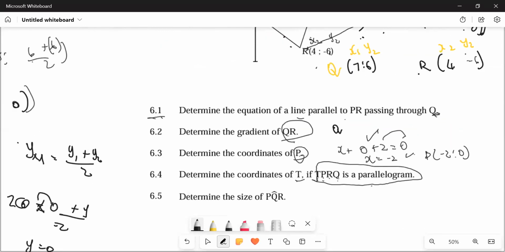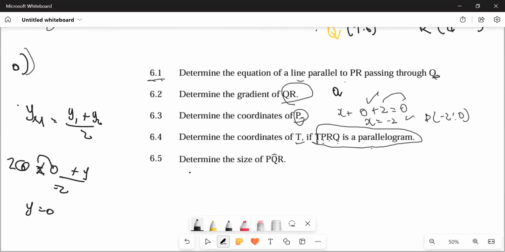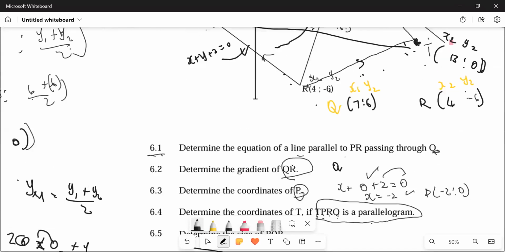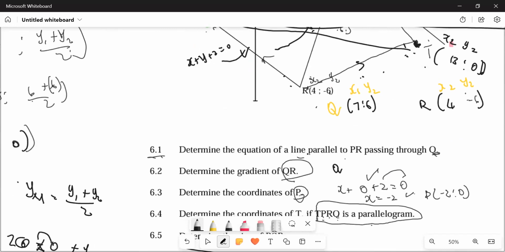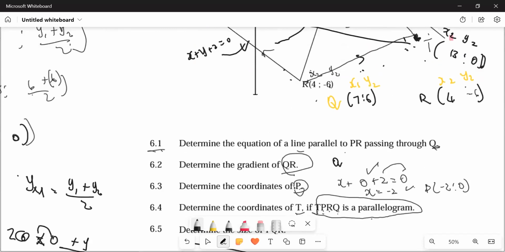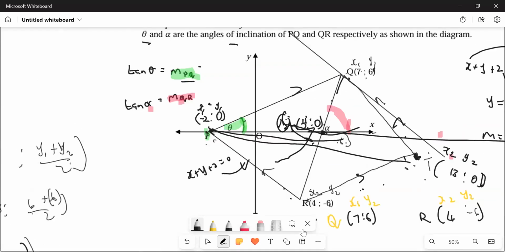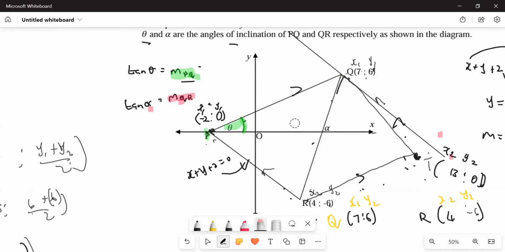Now, Kopano, I will come back to that one of yours. Let's finish this one. They say we should determine the angle. Let's look at this angle here. Angle PQR. We are looking for angle PQR, which is this angle here.